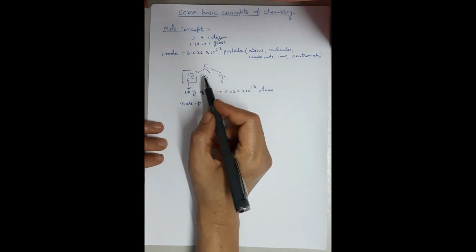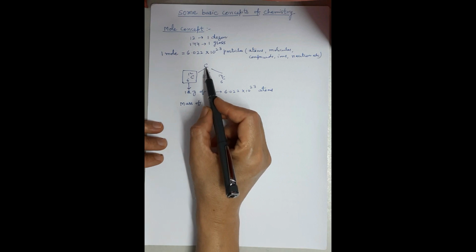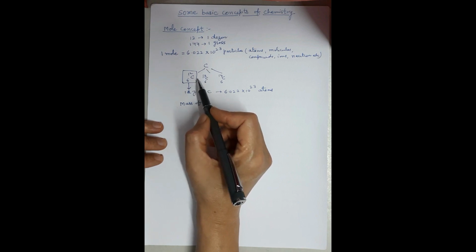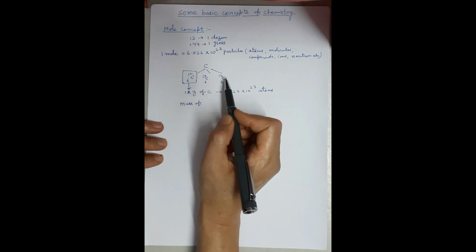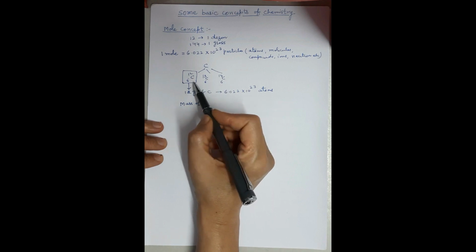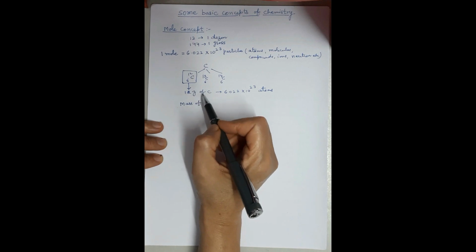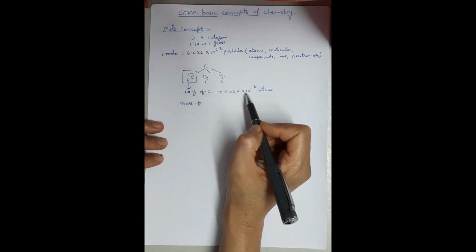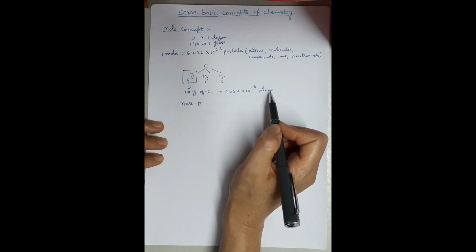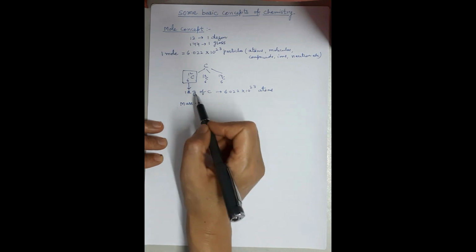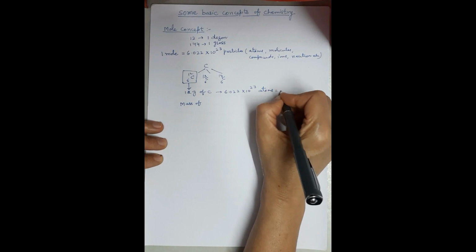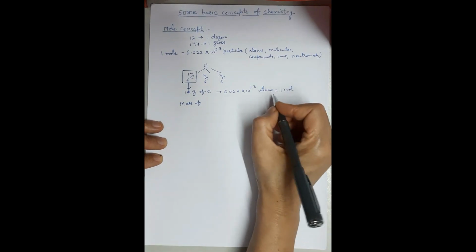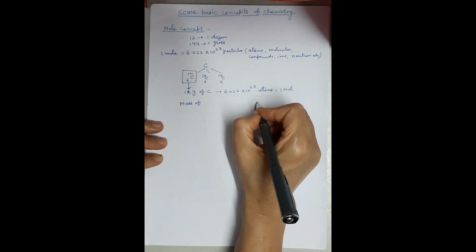I'll start with the isotopes of carbon. There are 3 isotopes of carbon: carbon-12, carbon-13 and carbon-14. Out of the 3, carbon-12 is the most stable isotope. 12 gram of carbon contains 6.022 × 10^23 atoms. It means 12 gram of carbon is equal to 1 mole of a substance. Let me explain it with the help of carbon-12.